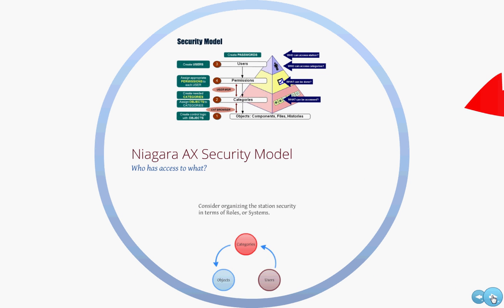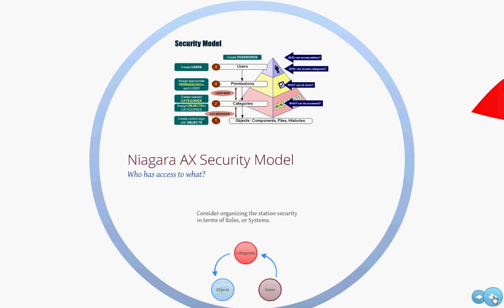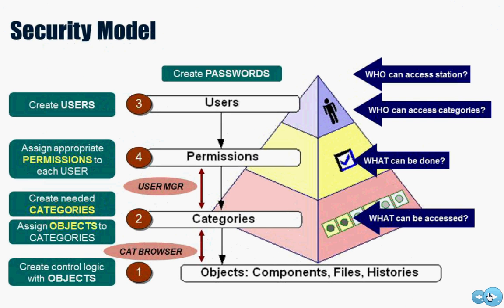Let's start by talking about Niagara's AX security model in general. It essentially boils down to who has access to what. If you think about it, a station has objects, components that you've created, files, histories, those kinds of things that are part of any natural station. We have users who need access to those things.